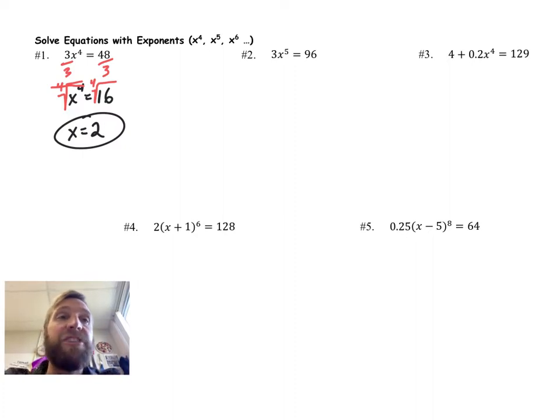Cool, so we just undo, undo, undo, undo. How do we get rid of a 4th power? We take the 4th root.